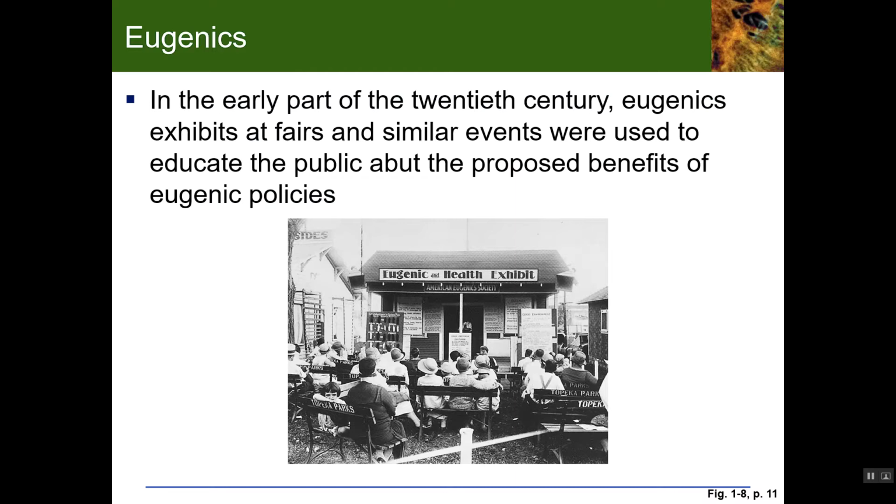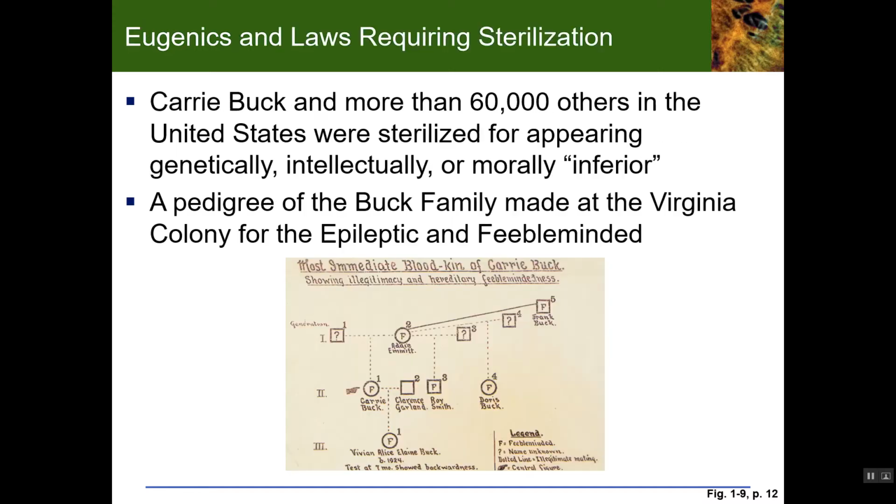In the early part of the 20th century, eugenics exhibits at fairs and similar events were used to educate the public about the proposed benefits of eugenics policies. Carrie Buck and more than 60,000 others in the United States were sterilized for appearing genetically, intellectually, or morally inferior. A pedigree of the Buck family made up the Virginia Colony for the Epileptic and Feeble-Minded. You can see this listed here.